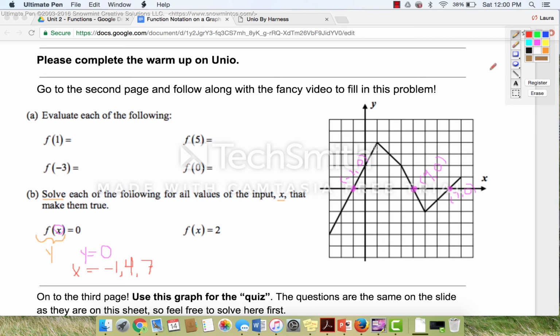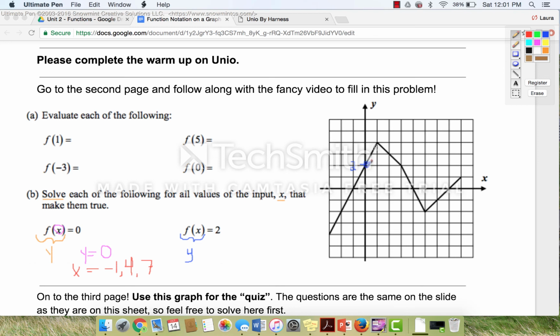All right, the next one is super similar. Ooh, let's erase that. Wonderful. Okay. So now we're looking for f of x equals 2. Well, again, f of x just means y. So we're looking for the x values where y is equal to 2. I'm going to go up to y equals 2 up here. So again, on my y-axis, this would be 2.